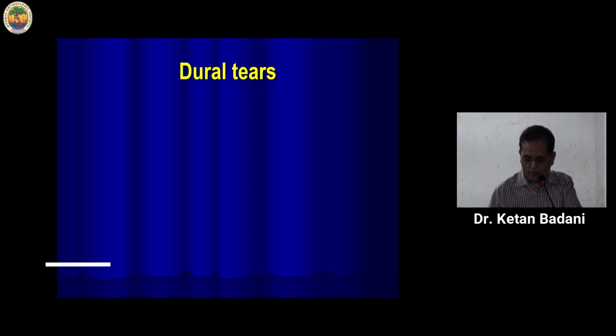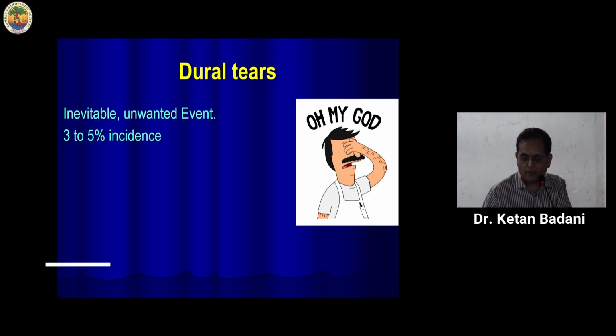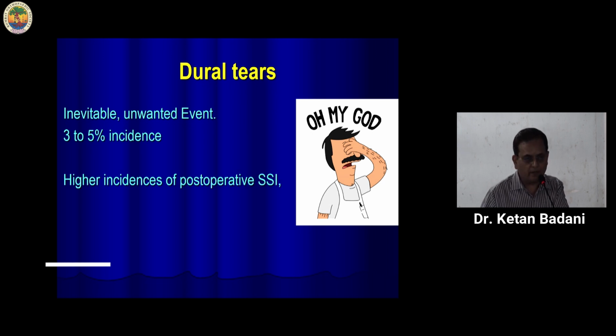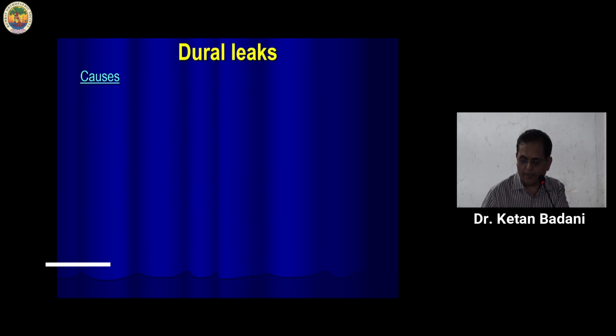Talking about dural tears, whenever this happens in the OT, it almost evokes a common response amongst everybody. With an incidence of 3 to 5%, it forms a significant part of complications during spine surgery, leading to a higher incidence of post-operative infections, post-operative neuro-deficits, and also post-operative delirium, as shown by some studies. What are the causes? It is partly omission, partly commission. I would say it's more of an omission in 75% and 25% commission.